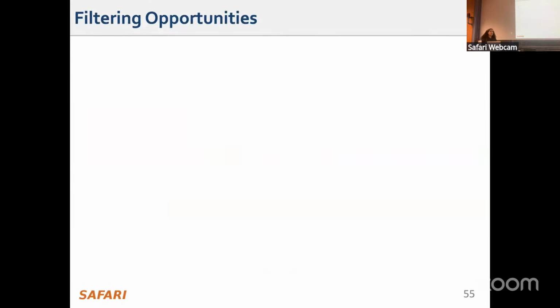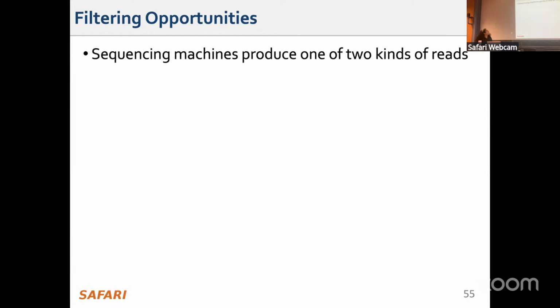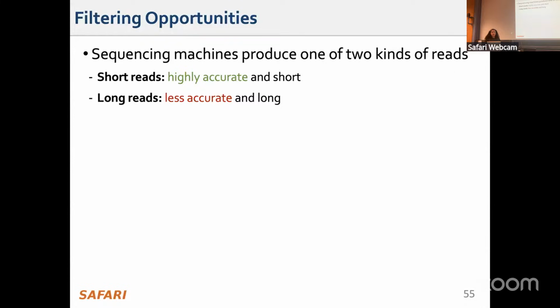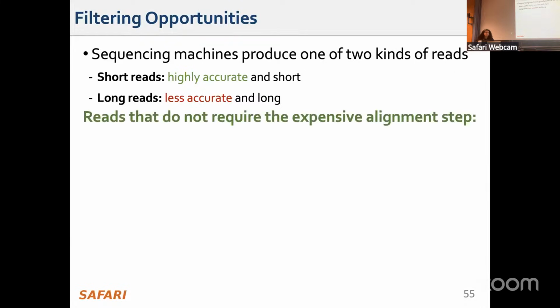So what do I mean by filtering opportunities? Let me talk about what the opportunities are, and then we can see how each of them would be designed. Sequencing machines produce one of two kinds of reads. One are short reads that are highly accurate and shorter, and long reads, which can be less accurate and are also longer. And reads that do not require the expensive alignment step, therefore, will be these things.